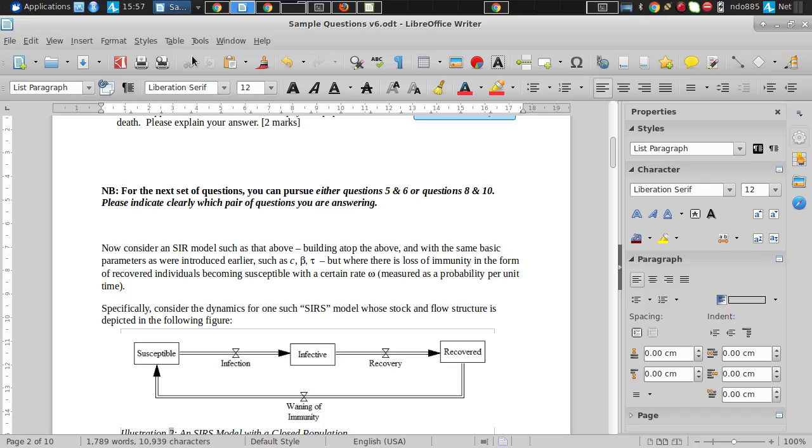So if you happen to be in a situation right now where everyone around is susceptible, R star will equal R0. But over time, as more and more people have been infected, R star will drop. Okay, good.